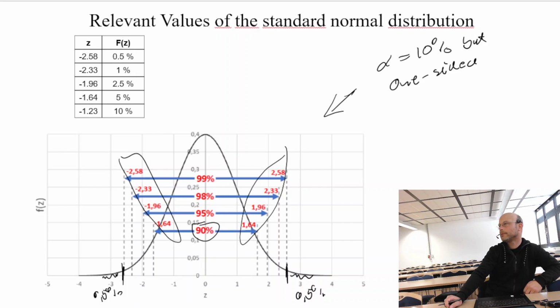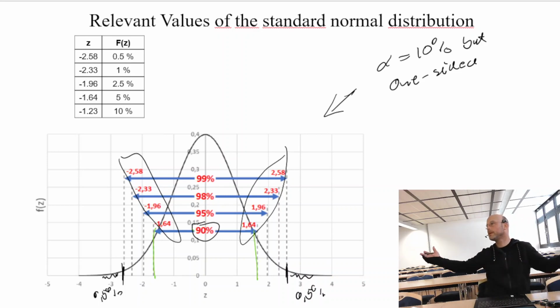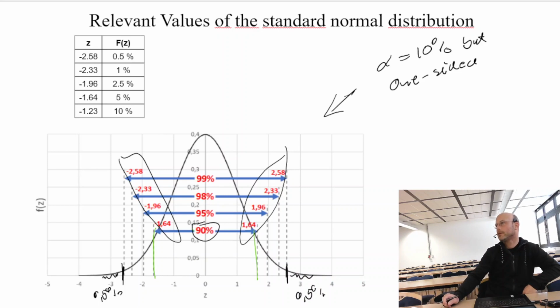Well, let's take this in green. Of course, if I take this one here, then these two areas below my tail both have to be 5%, because together they have to be adding up to 10%, and therefore I have to take the 95% interval here.